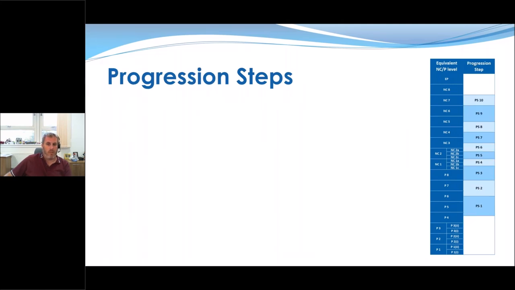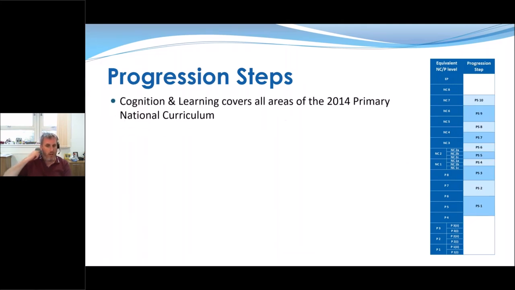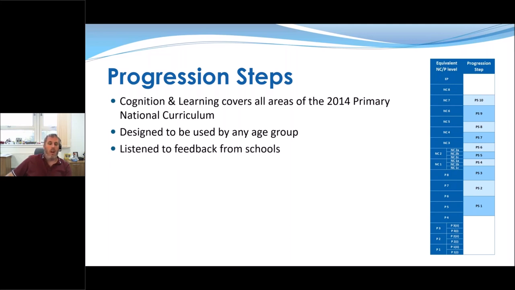Next one, progression steps. Again, on the right, you can see how that converts. It starts at the top of P4 and goes up to the old level 7. It covers all areas of the 2014 primary curriculum, but we've updated it and made sure it can be used by any age group. On progression step 10, you have content from Key Stage 3. We've listened to feedback from schools on how to organise the content and the way we've written things, so hopefully those using 2014 will see improvement.